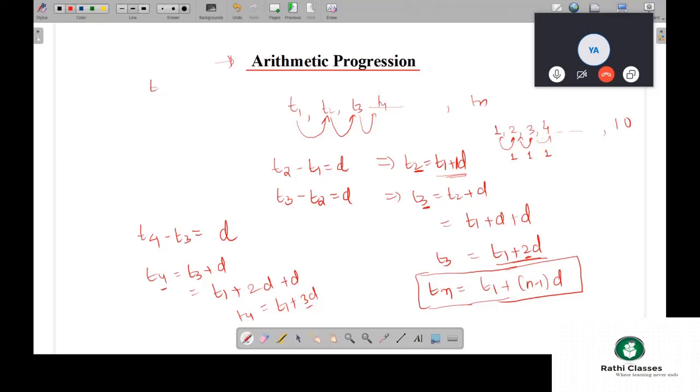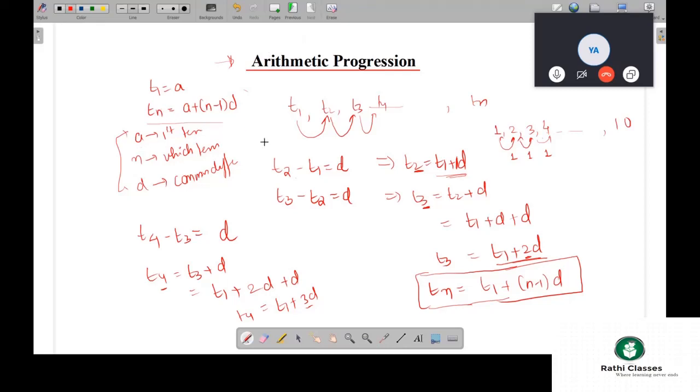So if I say T1 as A, Tn equals A plus n minus 1 into D. Here A is the first term, n is which term number you want to know, and D is the common difference. So if you know these three things, you can find anything related to the Tn term. That means these three terms are the major ones.